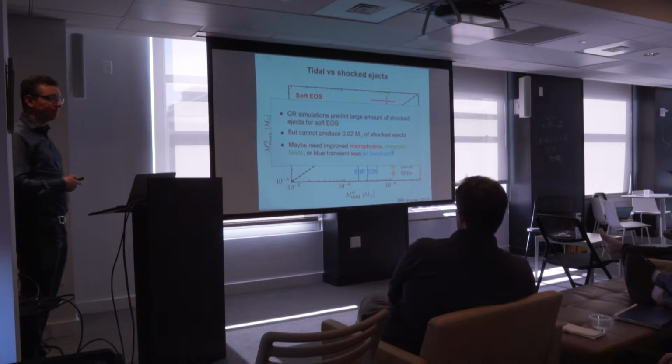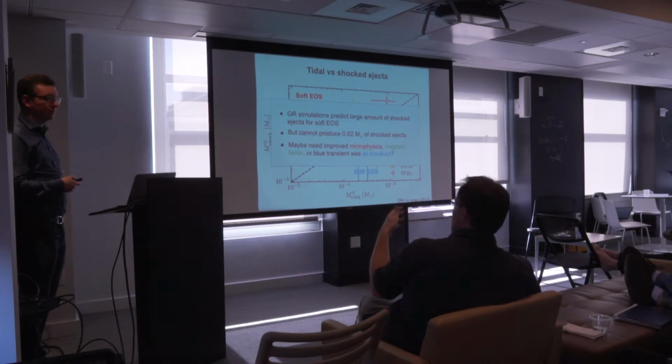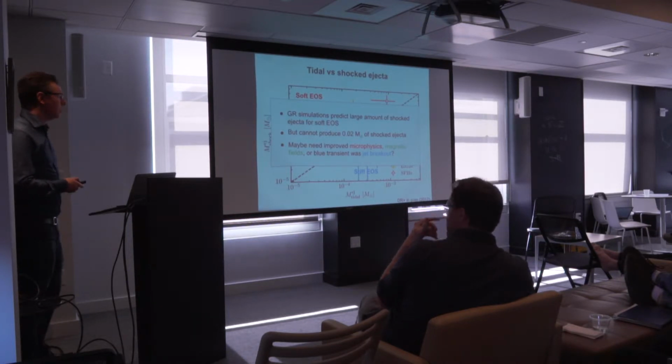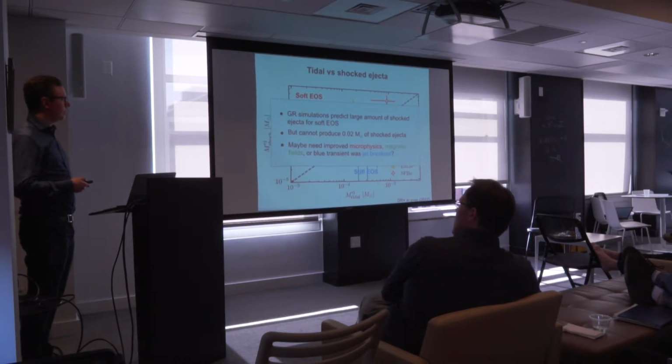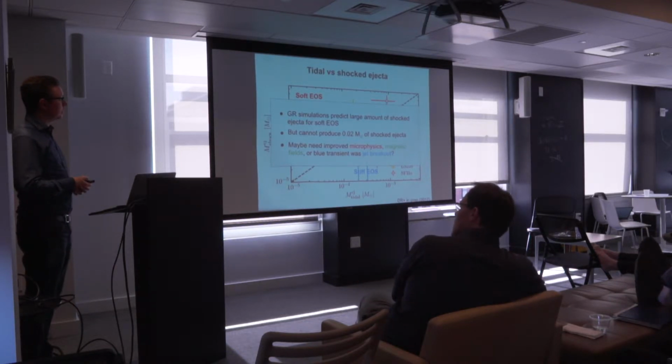I showed yesterday in my talk, the SPH groups like Vassfine, they don't get up to 10 to the minus 2, but they can get a quarter 10 to the minus 2 for very small radii. And so I don't know. Yeah, we use the same equation of state as they do. I think we get more or less the same ejecta mass, at least for this particular binary.